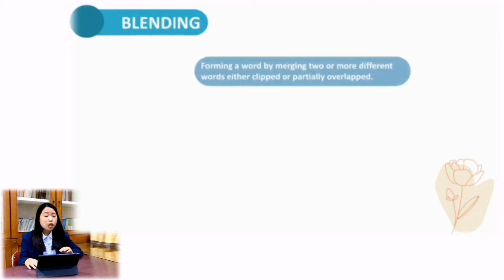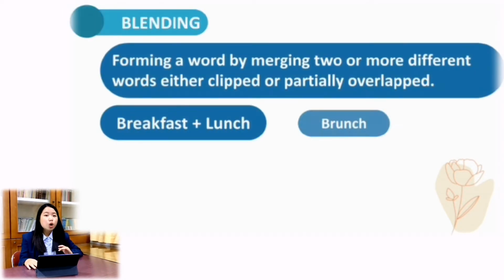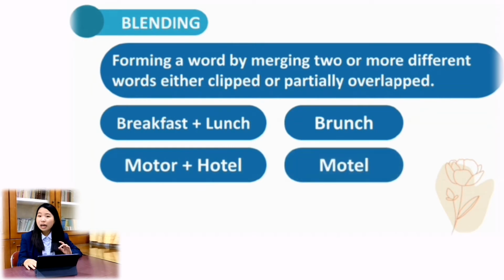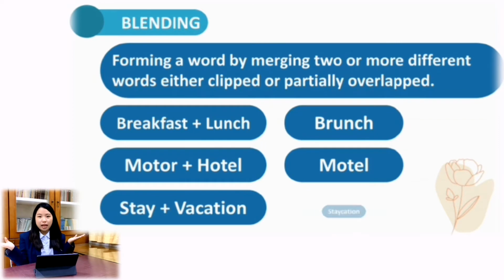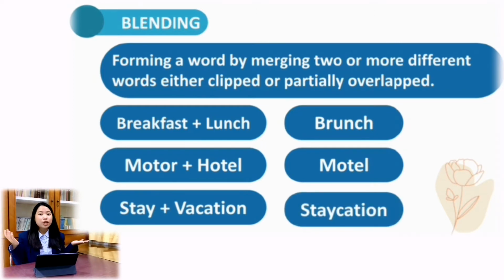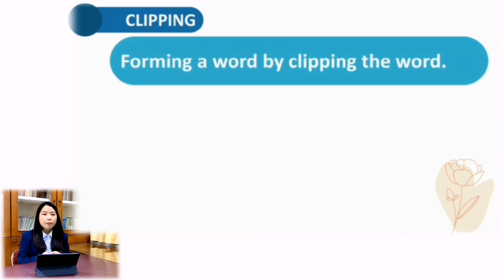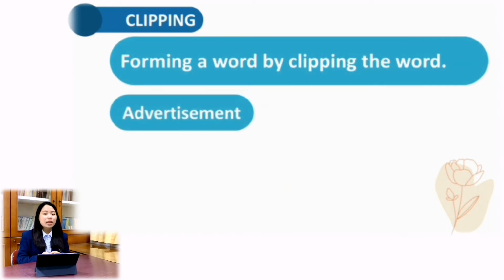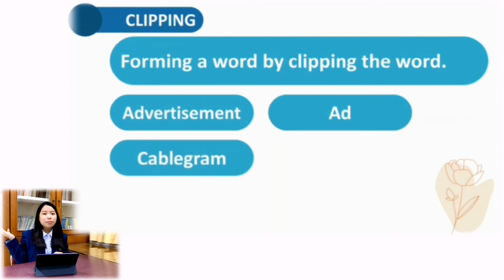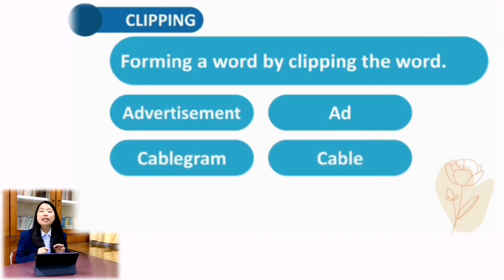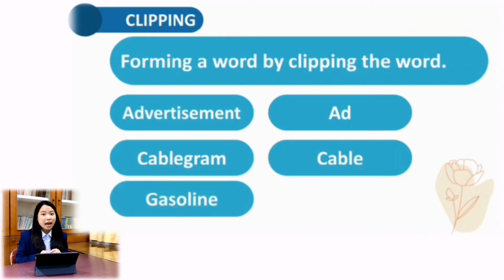Next is blending, forming a word by merging two or more different words, either clipped or partially overlapping. For example, breakfast and lunch becoming brunch, motor and hotel becoming motel, and stay plus vacation becoming staycation. The next is clipping. Clipping is forming a word by clipping the word. For example, advertisements becomes ads, cablegram becomes cable, and gasoline becomes gas.